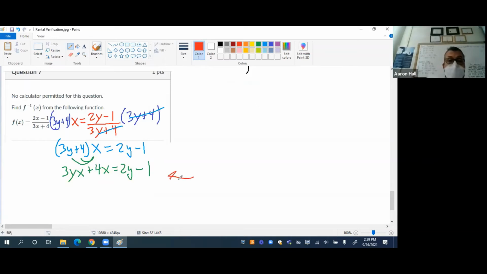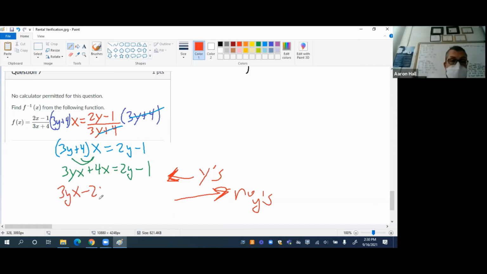Yeah, we're trying to get the y's on one side and the no y's on the other side, right? That's our next step. We try to get all the y's on one side and all the no y's on the other side. So that gives me 3yx minus 2y equals negative 4x minus y minus 1. Does that look right to you?